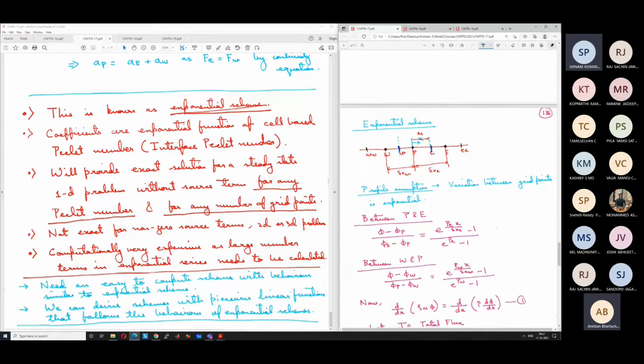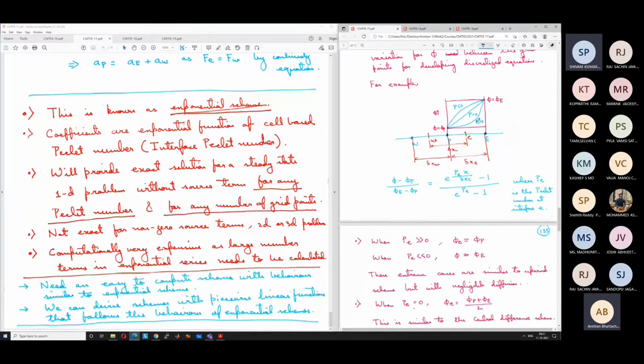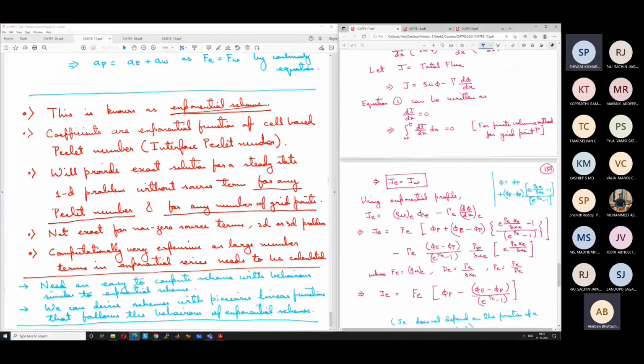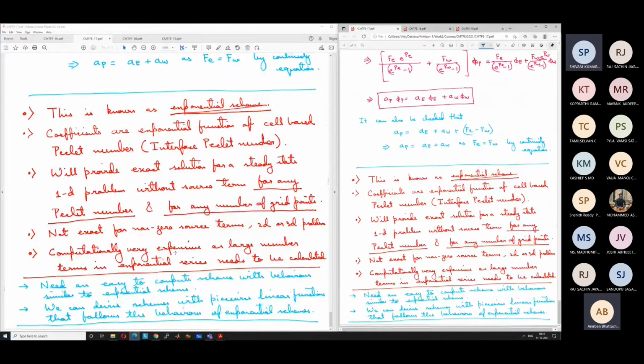So if we break down this curve into multiple straight lines, it should be possible to mimic the variation of the exponential scheme without too much computational expense. Obviously, it will be more expensive as compared to upwind scheme or central difference because more number of lines needs to be accounted for, but still it is much easier as compared to exponential, but will have very high accuracy because it mimics the exponential scheme. So we can devise these schemes with piecewise linear functions that follow the behavior of exponential scheme.